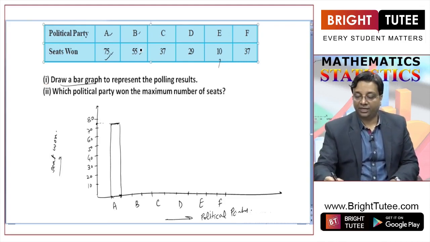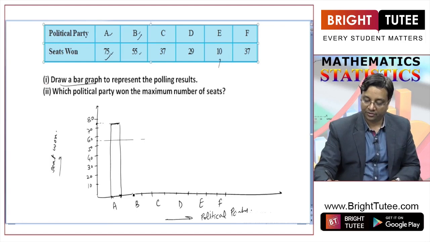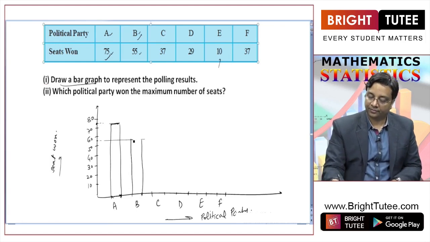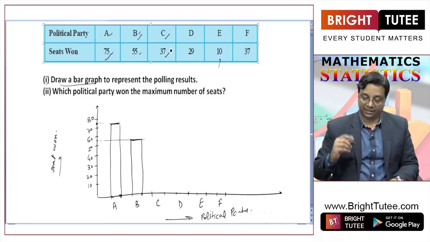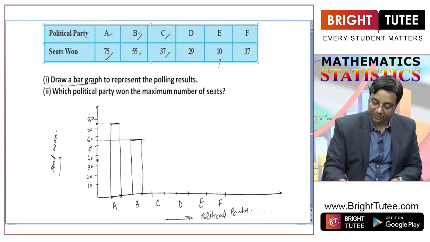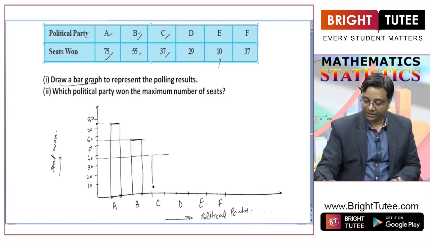Okay, political party B won 55 seats, so 55 will be here, and this should be the height of this bar. Corresponding to political party C, the number of seats won is 37. So 37 will be somewhere here between 30 and 40 and near to 40. So this will be the height of the bar corresponding to political party C.